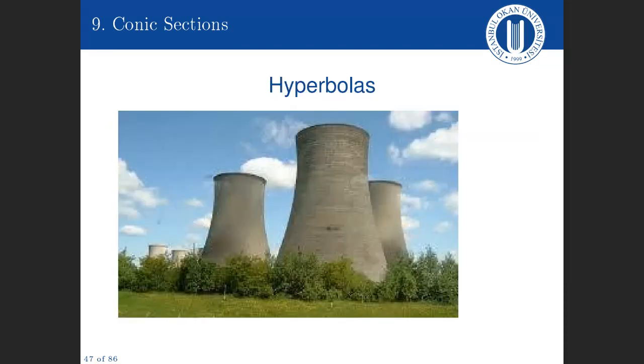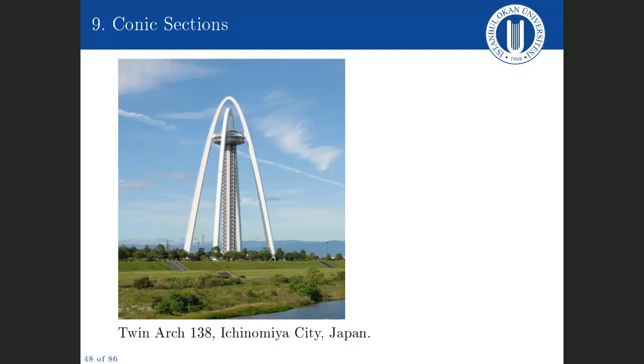Next, hyperbolas. Where do we see hyperbolas? For example, on cooling towers. These curves, which I'm going to draw on the edge of a cooling tower, are hyperbolas. Or, for example, this building in Japan is built using hyperbolas.